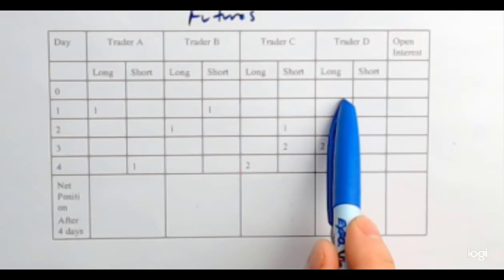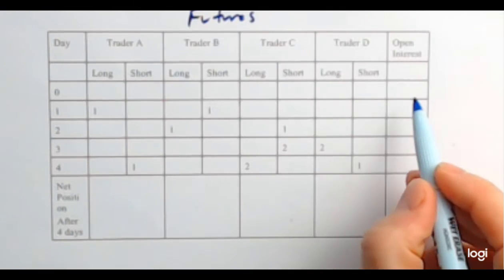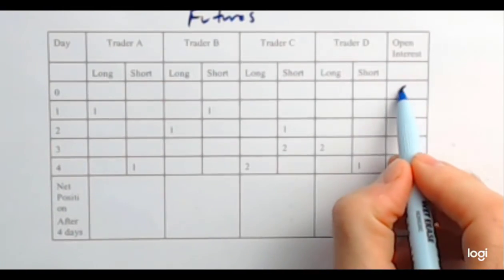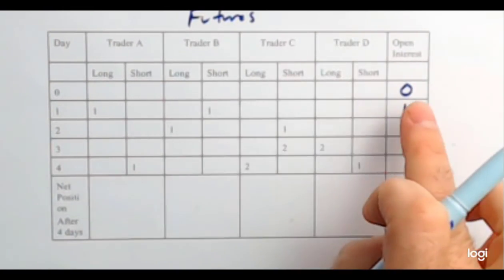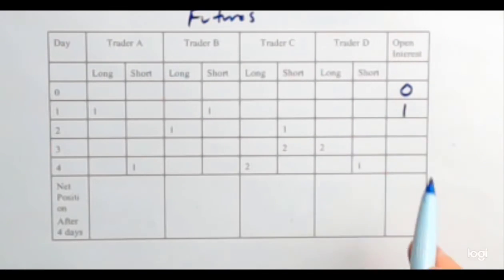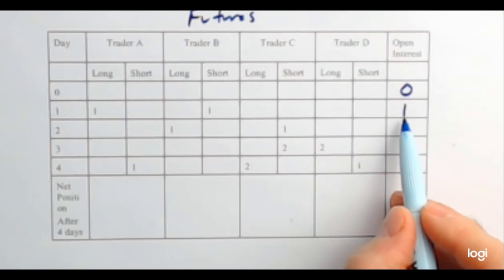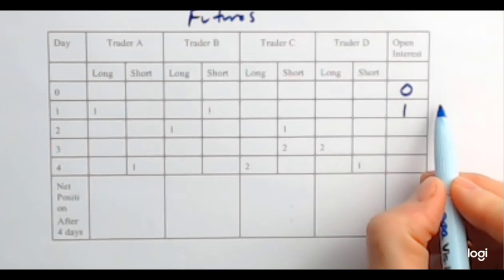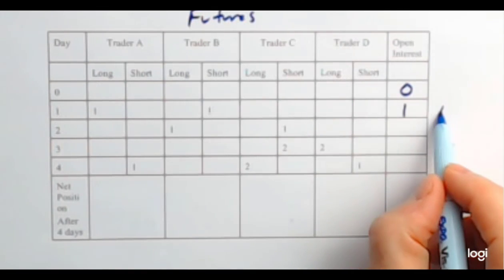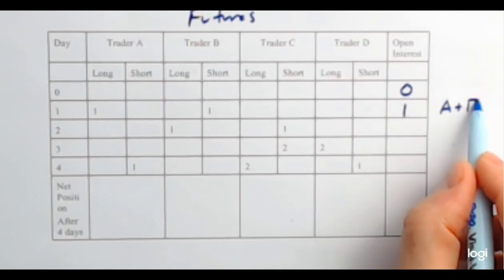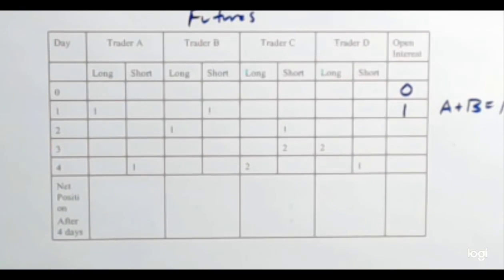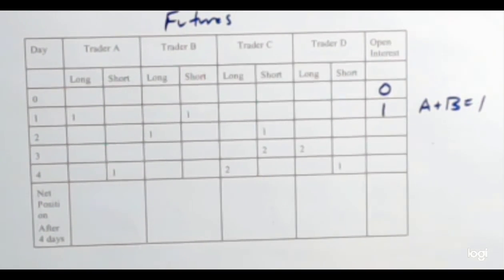C and D did nothing. Well, there's one open position. First of all, by the way, there's 0 here. Nothing happened in day 0. Day 1, there is one open transaction because there's one short position, and it's between A and B. A and B equals 1. That's what I mean by one open position.